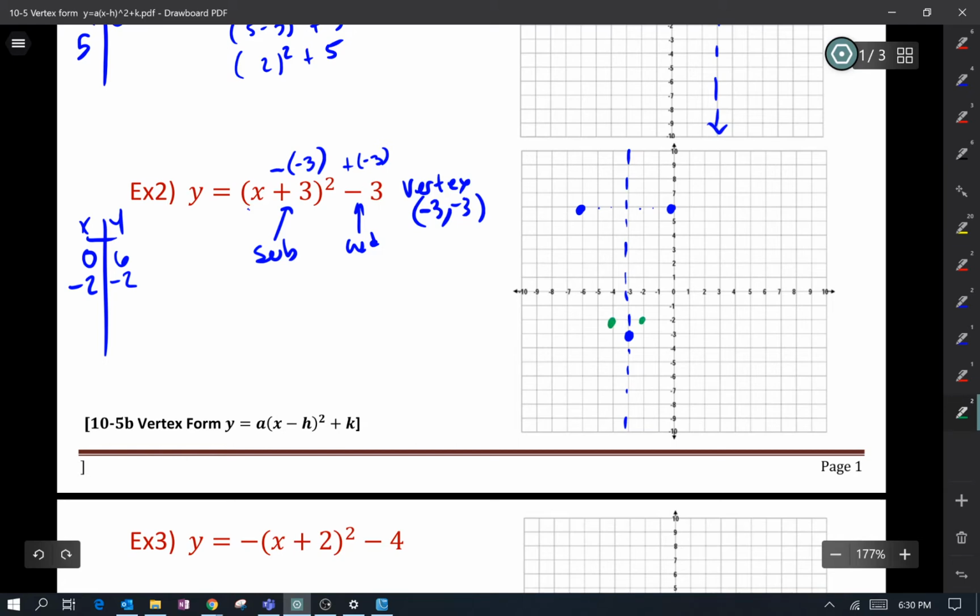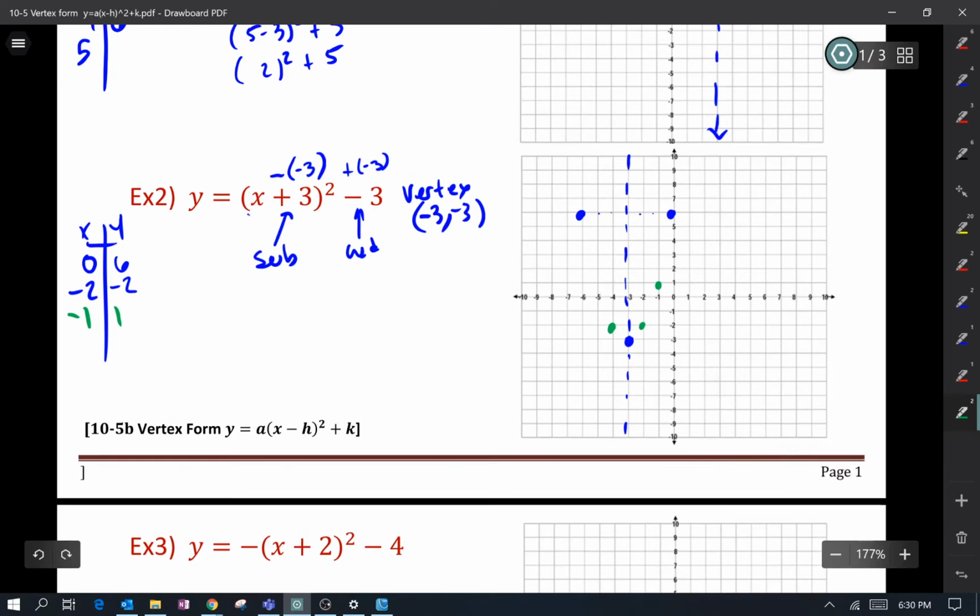All right. And I guess I'll try one more point. Probably negative 1 would be smart, right? So negative 1 plus 3 is 2. 2 squared is 4 minus 3 is 1. Just plug in the numbers and figure out what's happening. So negative 1 is 1. So there it is. Like I said, real easy to graph.